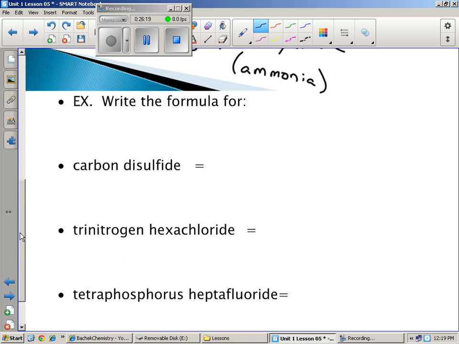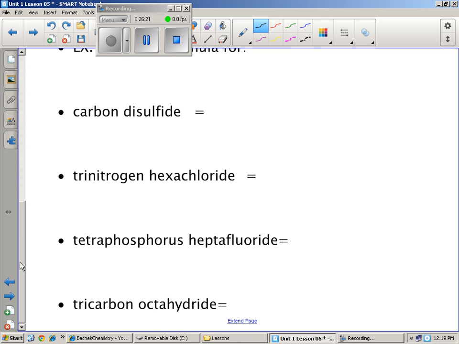Okay, formulas for carbon disulfide. Carbon, so only one, disulfide, CS2. Not CSI, different.